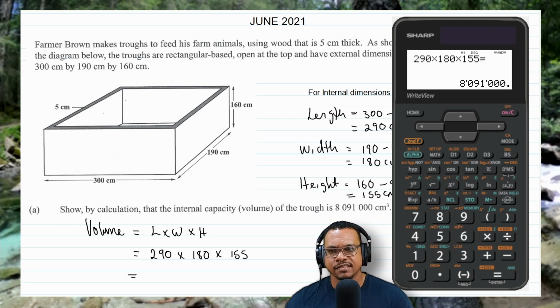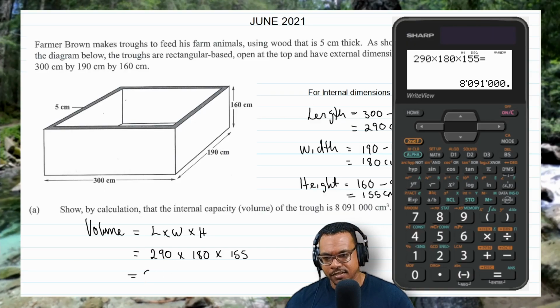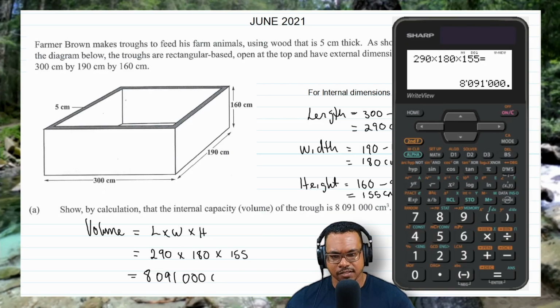I can see we get 8,091,000 centimeters cube. So that's 8,091,000 centimeters cube.